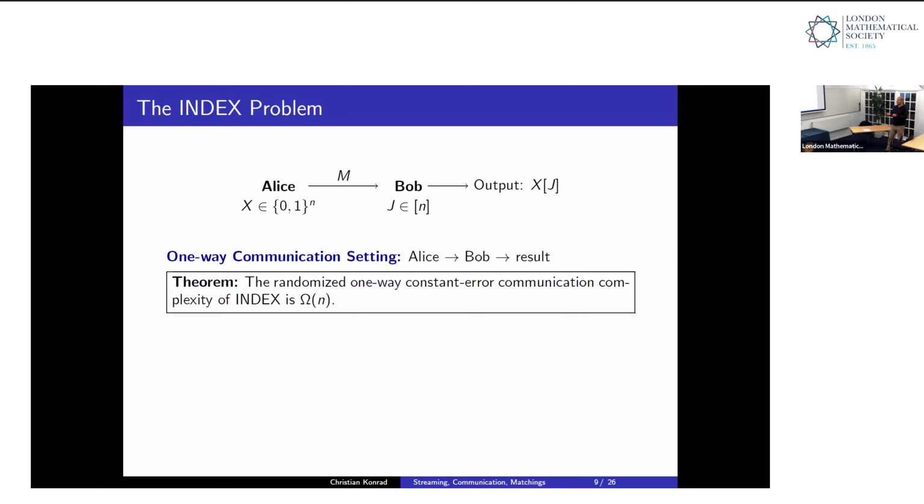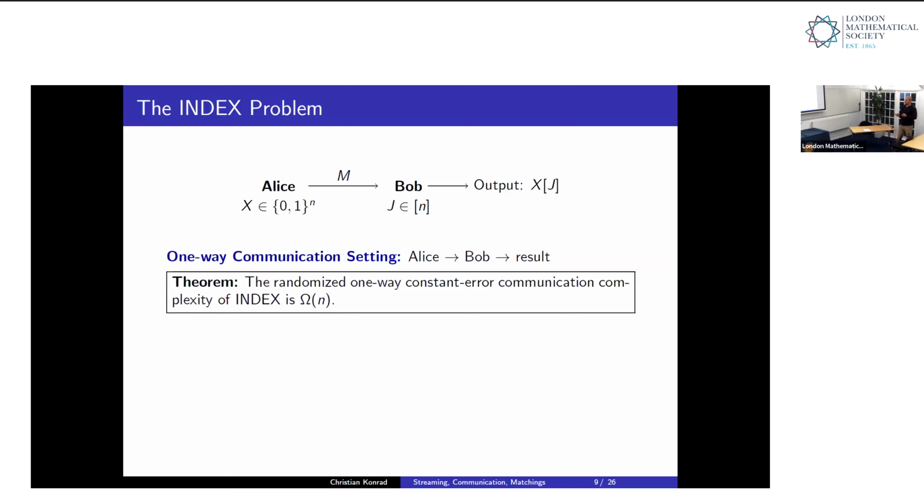If Alice doesn't know the index j, all bits look sort of the same. Alice just has to send everything to Bob to solve this problem. So the communication complexity of this problem is indeed Ω(n). So there's no trickery possible for this specific problem. Good. So keep this in mind. We'll come back to this problem a little bit later.